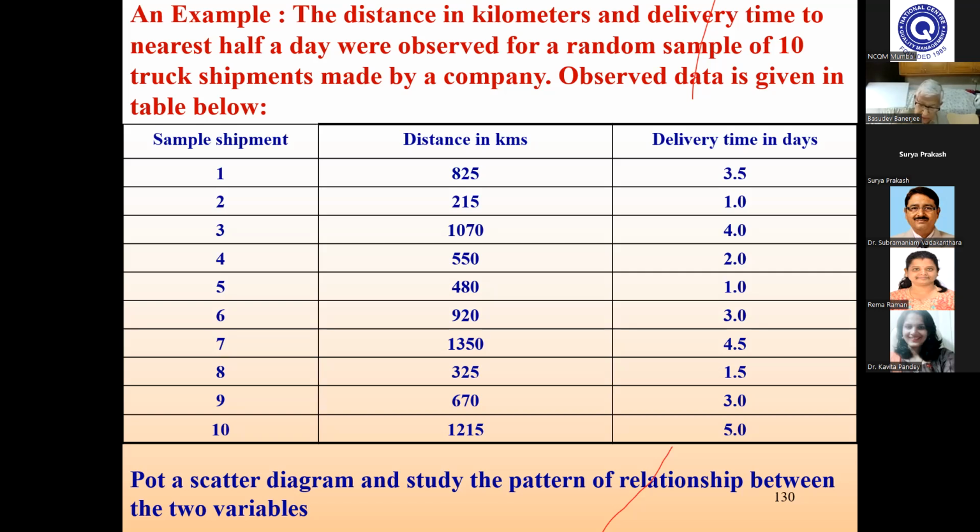Plot a scatter diagram. So here the range will be minimum 325. I will take from 200 to 1,300. You decide. Because the lowest is 200, 215, so I'm taking 200, and the higher one as 1,400, because 1,350 is there. 825, 200, 300, 400, 500, 600, 700.